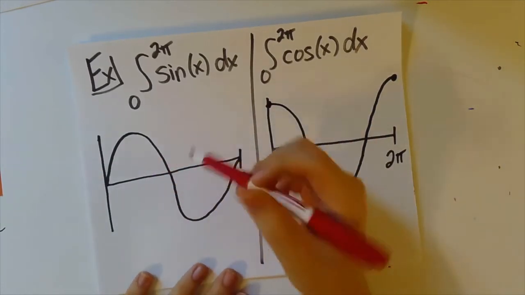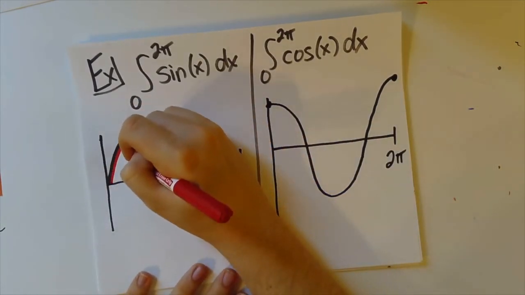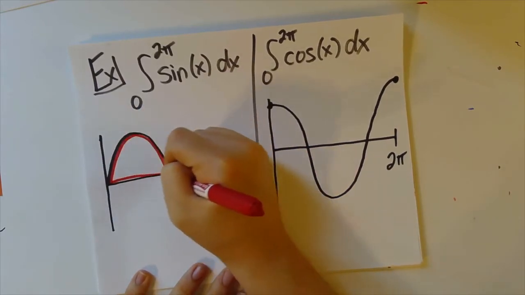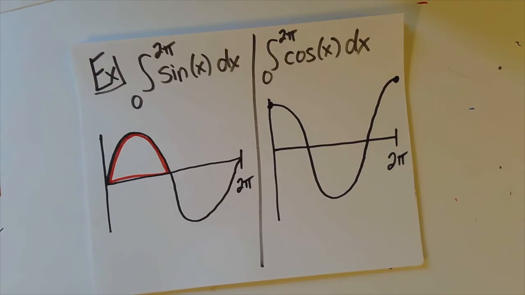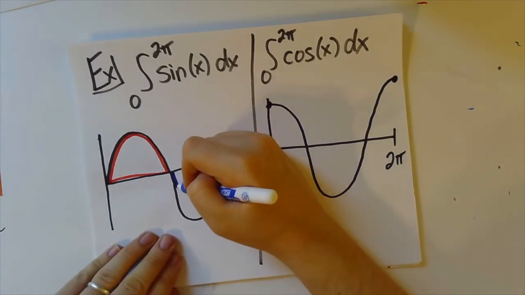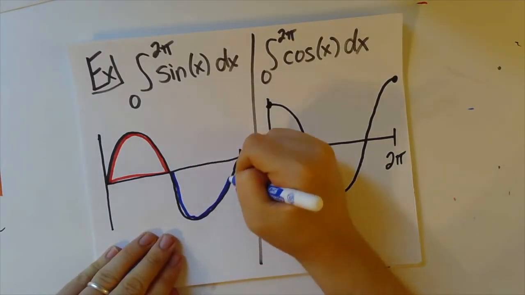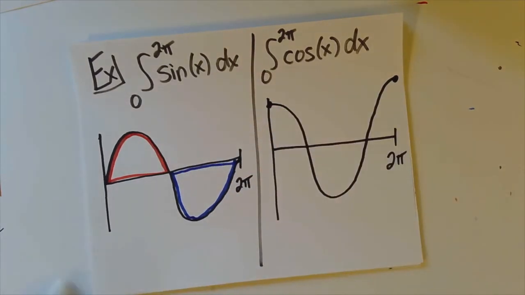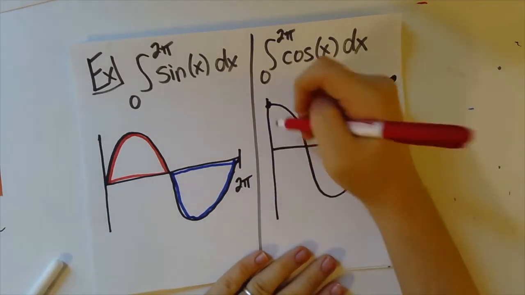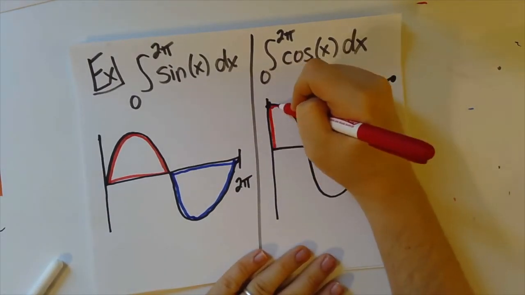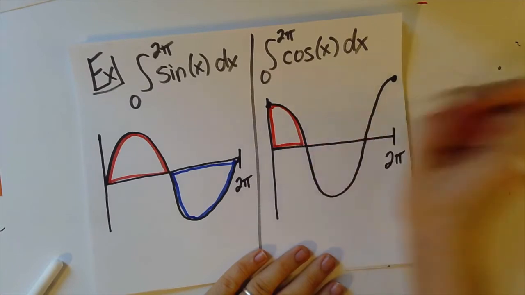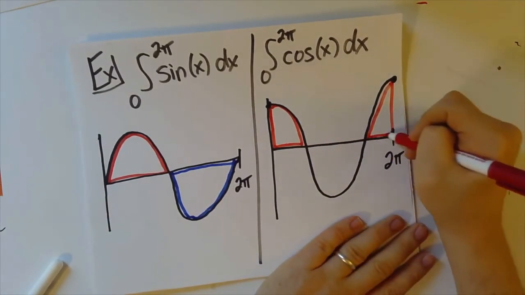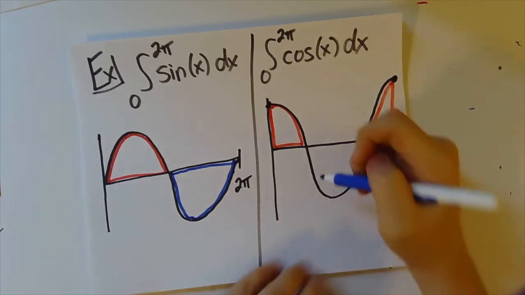Okay. So you'll see that the region that's referenced by these integrals breaks into pieces. So here it breaks into this piece, which gets counted as positive, and this piece, which gets counted as negative. In the case of cosine, it's going to be this piece that gets counted as positive, and also this piece, which gets counted as positive. And then there's going to be this piece, which gets counted as negative.